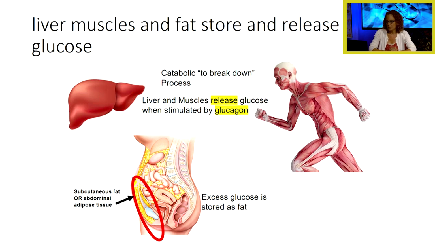The catabolic process, meaning to break down, is when our liver and our muscles release glucose when stimulated by glucagon, all right? And so when we are active, we will have this release so that we can do things, be active. We are using up energy when we're exercising.